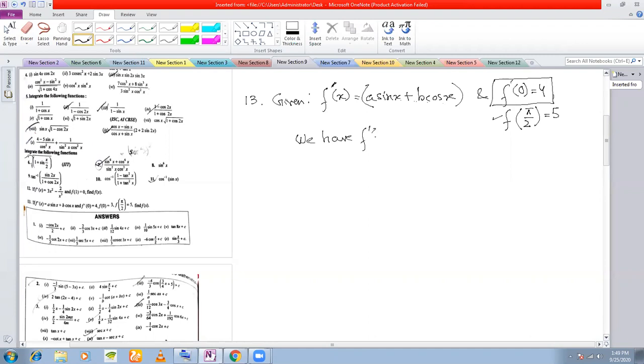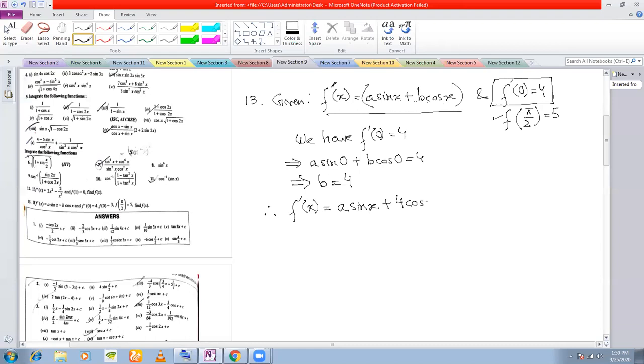So we have f dash 0 is equal to 4. And what is the value of f dash 0? A sin 0 plus B cos 0 is equal to 4, right? Using this one, that means we get B is equal to 4, right? Therefore, what is your f dash x? f dash x becomes, I don't know the value of A, so I'll simply write A sin x, and I have found out the value of B, so I'll put the value 4 cos x, right?